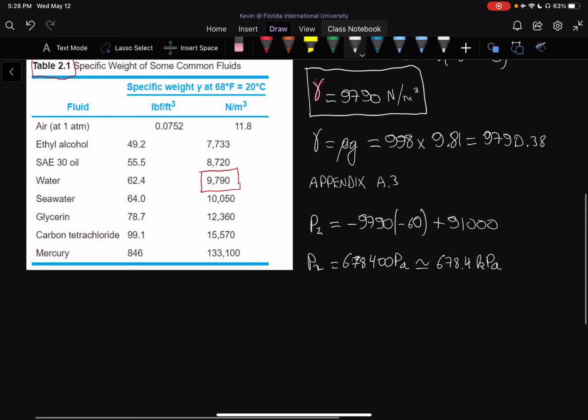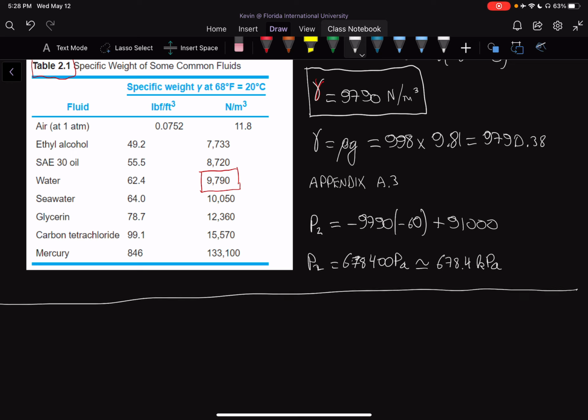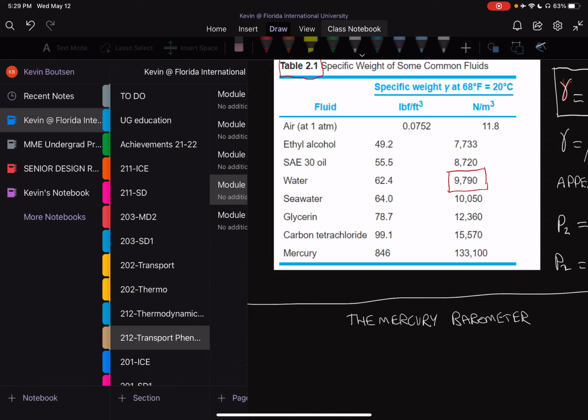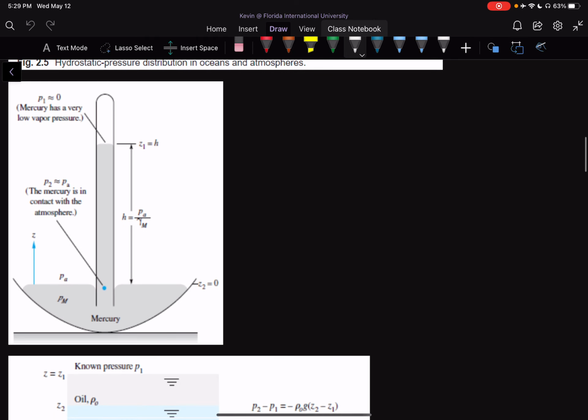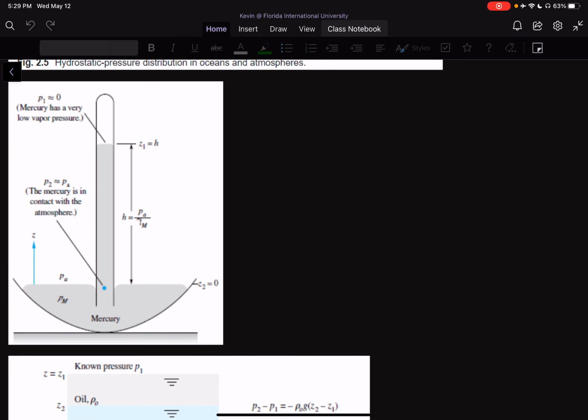Now, the next thing I want to talk about is a little bit of how we measure pressure with different instruments throughout the class. The first one is the mercury barometer. The barometer is a way to measure pressure that's pretty interesting. We already talked about it a little bit earlier in the first part, but let's talk about it again here. I'm going to copy over a figure from our handout.